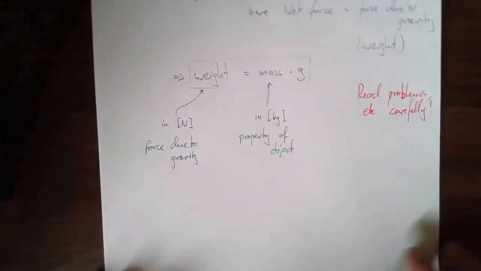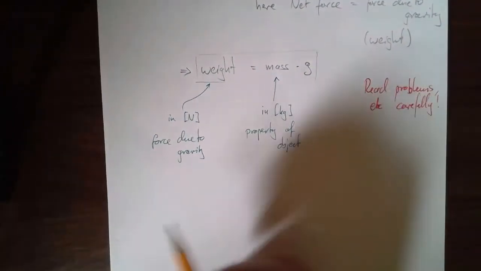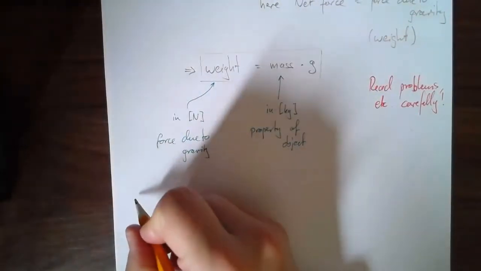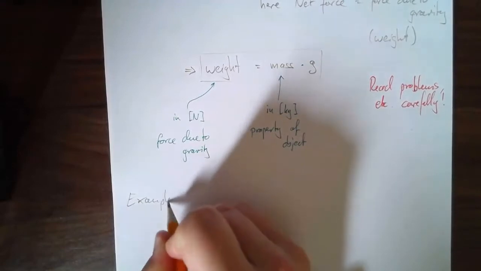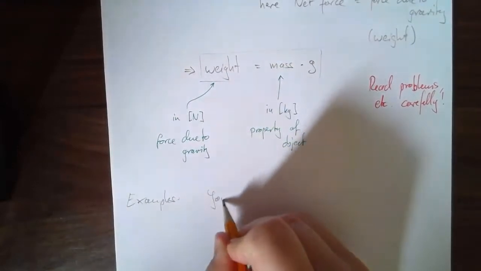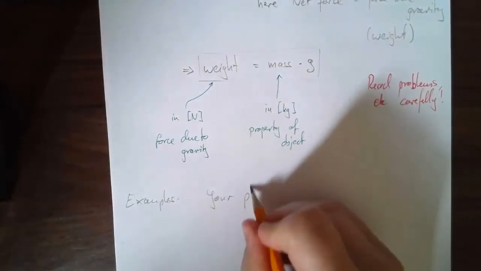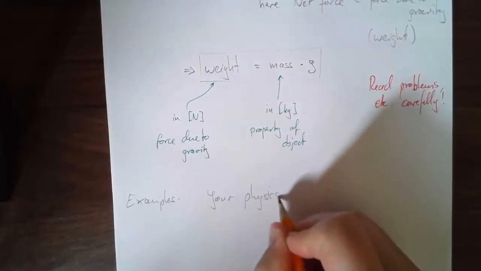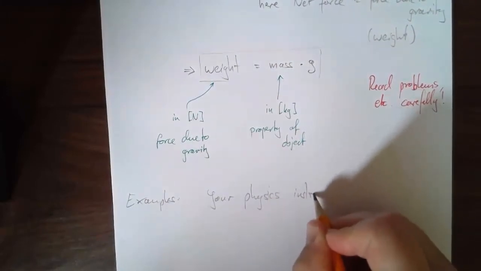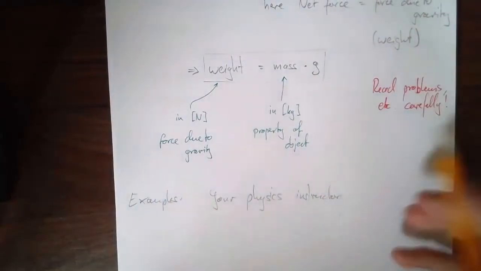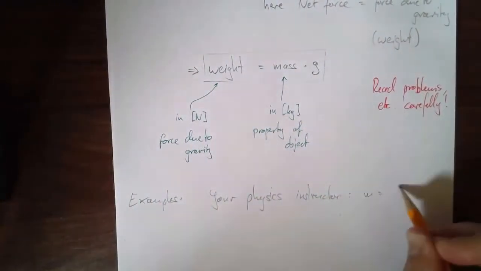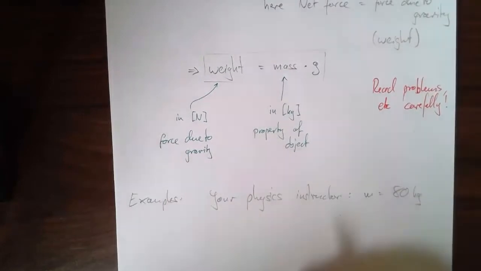So let's just quickly plug in some examples. Say here's me, your instructor. Examples. Your physics instructor is about 80 kilograms on a good day. Instructor mass equals 80 kilograms.